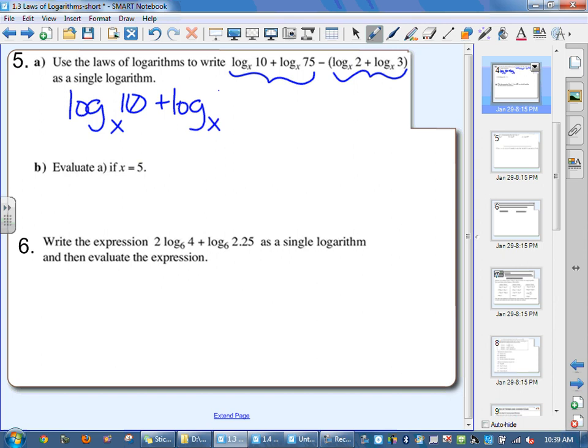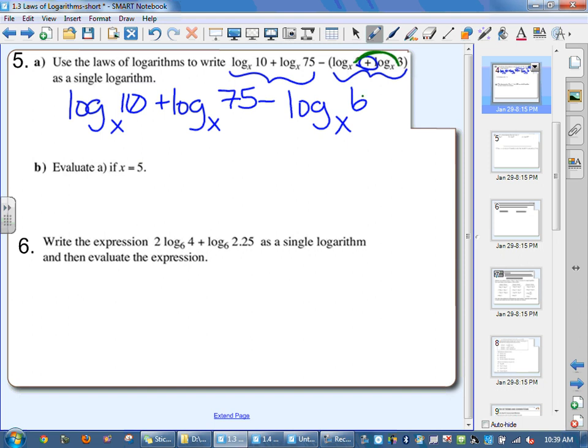That bracket, because it's plussing, is telling me to take that 2 and 3 and multiply them. So that's going to give me log base x of 6. Does everybody see where the 6 comes from? Okay, I've multiplied the 2 and the 3, and I get my 6. Now I work left to right.